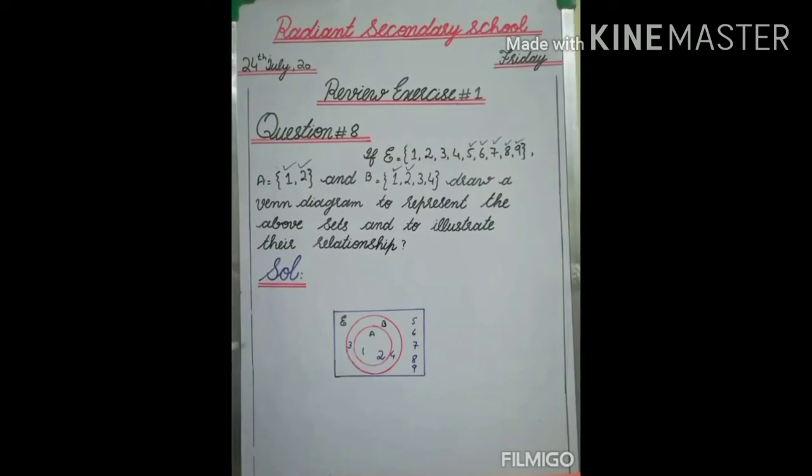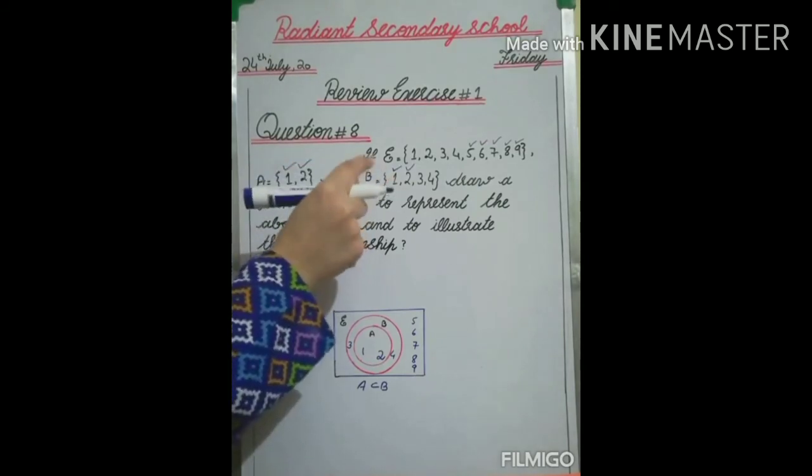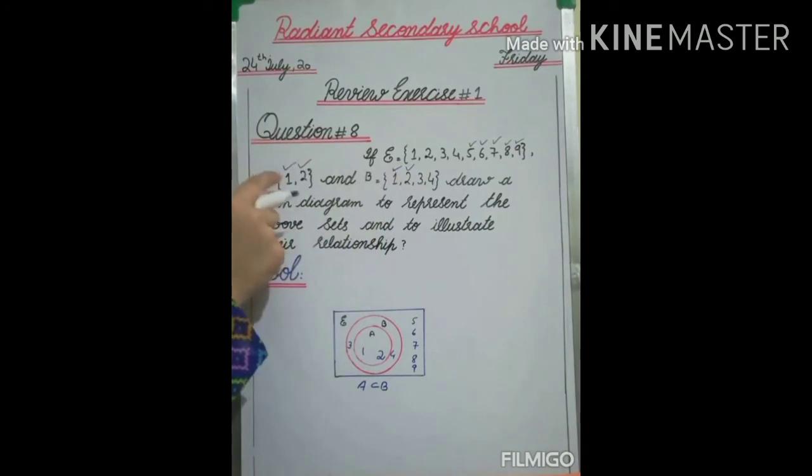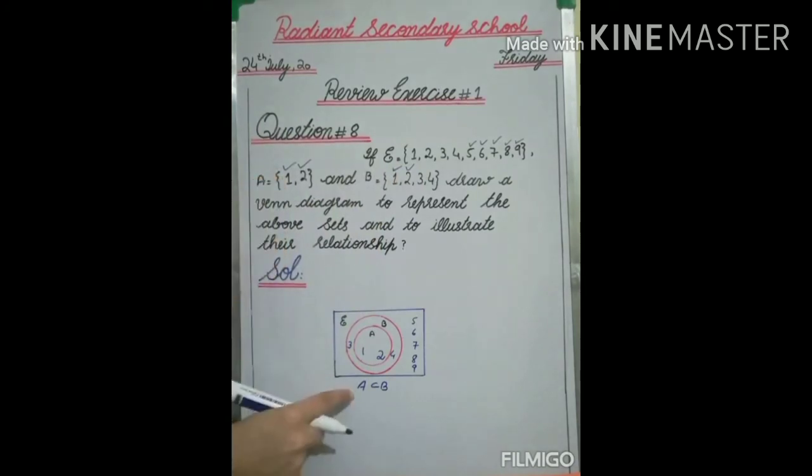Right? So its relation is A is a proper subset of B, because all the elements of set A are present in set B, but all the elements of set B are not present in set A. That's why set A is a proper subset of set B.